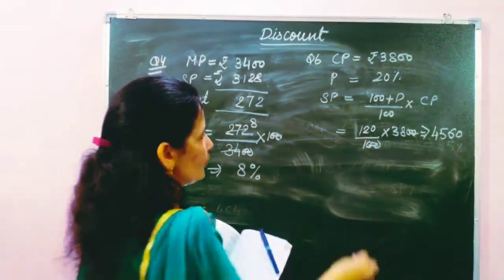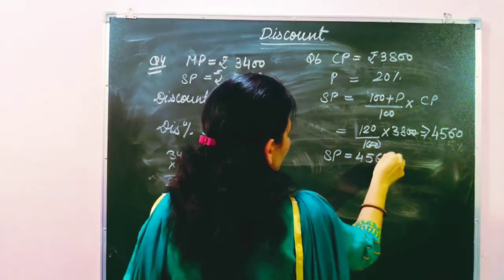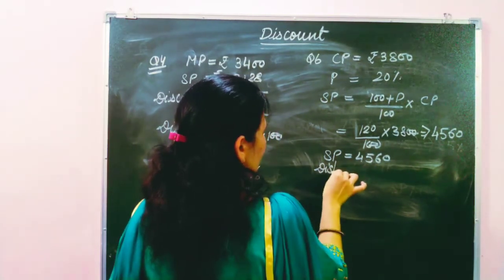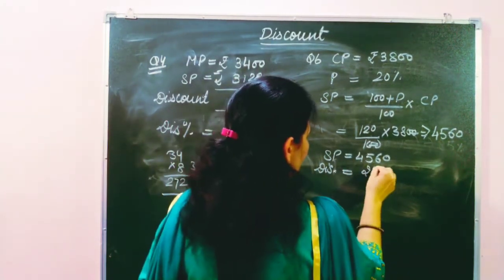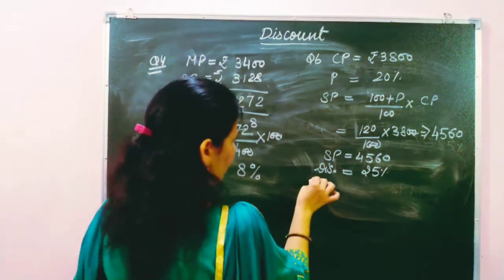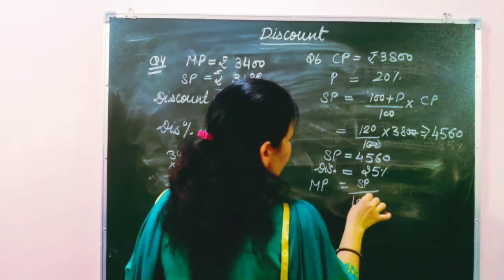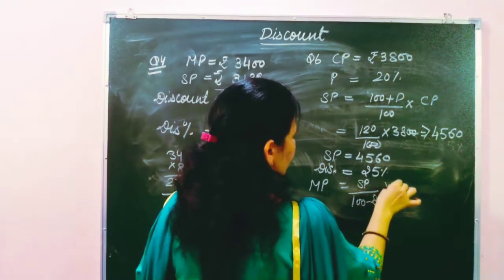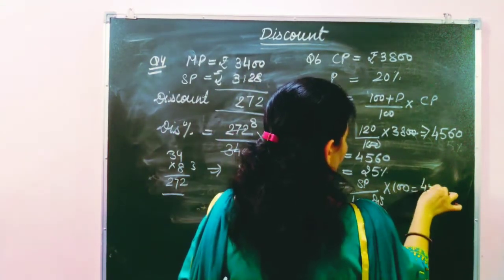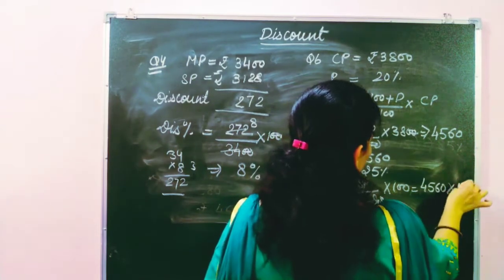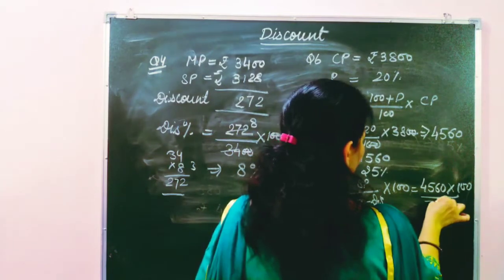Okay. Now students, we have the selling price SP, 4,560, and we have the discount too, because they have given a discount of 25%. So can we find out the MP, the mark price? We know the formula: MP equals SP multiplied by 100, divided by (100 minus discount). So we can write 4,560 multiplied by 100 divided by (100 minus 25), that is 75.